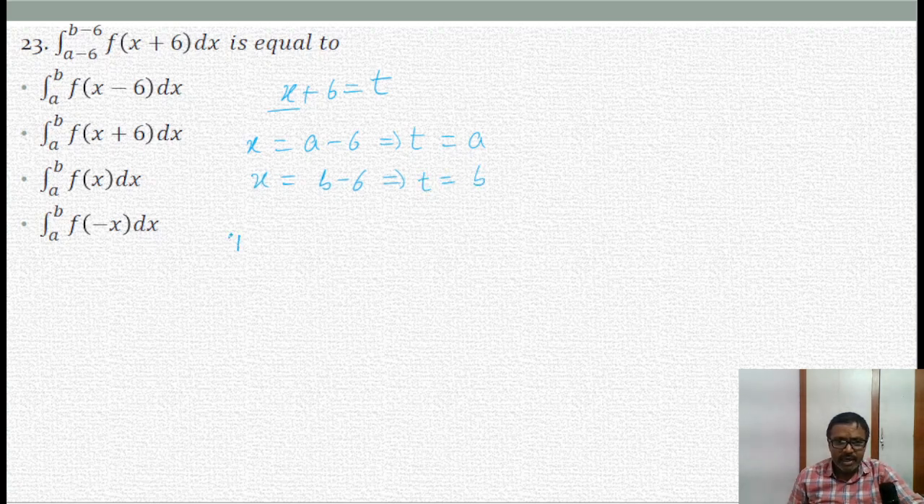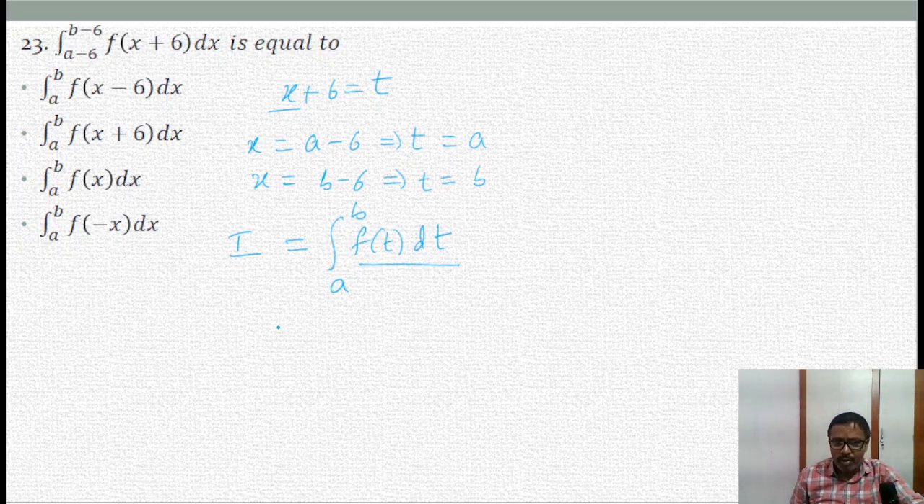So the given integral, let us consider this as I, can now be written as: lower limit becomes a, upper limit becomes b, and x plus 6 we have taken as t. So we'll get f of t into dt. That's it. So we got integral from a to b of f of t dt.